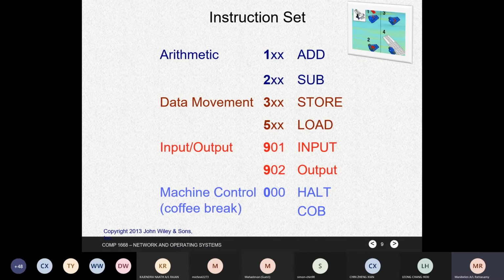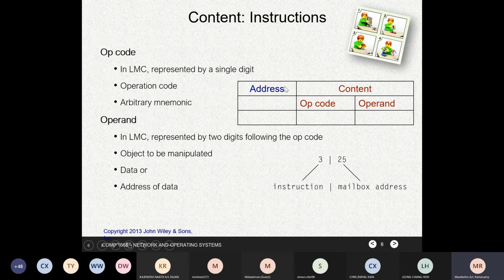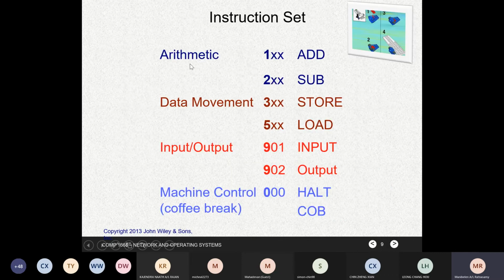All right, so what are the operation codes? If you look at this, first is the operation code, 1 digit. For operation codes, normally we have arithmetic: plus, minus, division, multiply, and so on. Those are what we call operations. We can add, we can minus, we can divide, multiply.